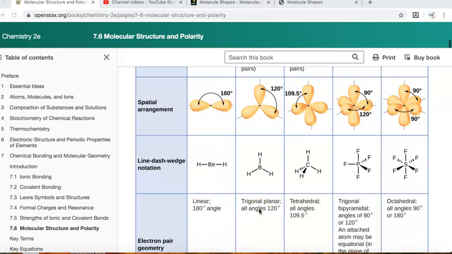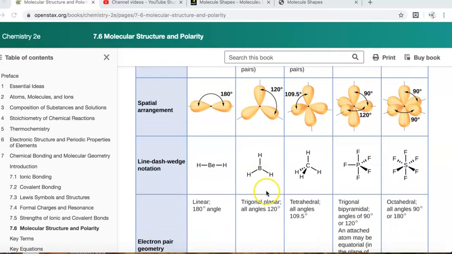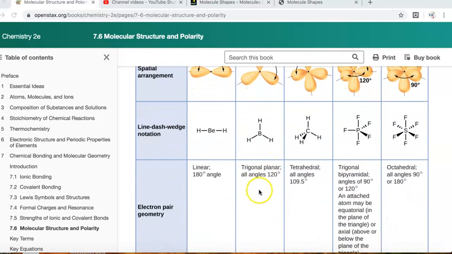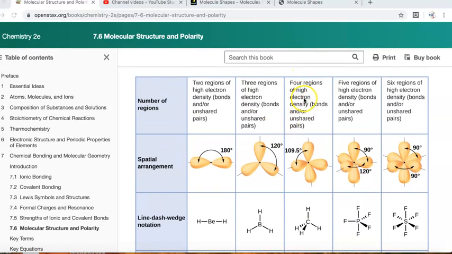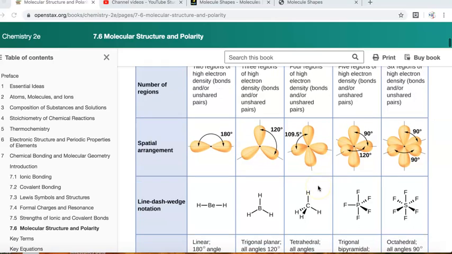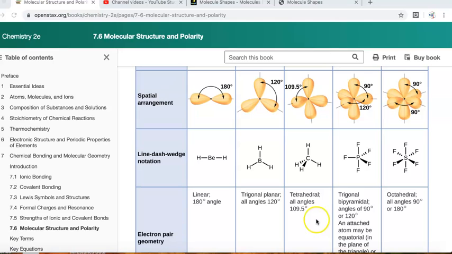If you have 3 regions of high electron density, that's referred to as trigonal planar electron pair geometry. Again, notice there's no lone pairs on the central atom. When there are 4 regions of high electron density, this is referred to as tetrahedral. And notice the angles are all different too. Linear, the bond angle is 180 degrees. Trigonal planar, it's 120. Tetrahedral is 109.5 degrees.